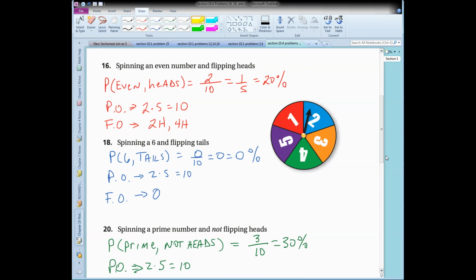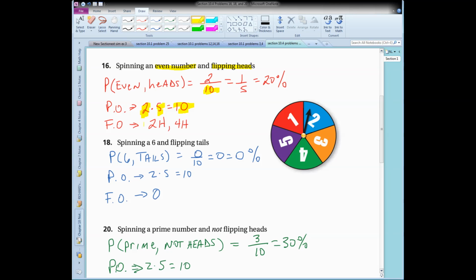The first compound event is spinning an even number and flipping heads. When we look on our spinner, I see that there are two possible outcomes for an even number, and for heads on a coin, there's heads or tails. So how many possible outcomes are there? For the coin, there are two possible outcomes, heads or tails. For the spinner, there's 5 numbers. So the fundamental counting principle tells me there's 10 possible outcomes.